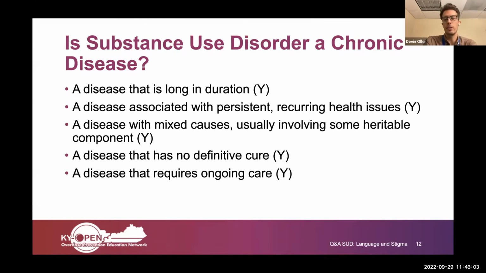One thing that can help hugely in identifying stigma and addressing it is taking the perspective of substance use disorder as a chronic disease process. Every chronic disease is long in duration, associated with persistent or recurring health issues, with mixed causes, usually involving some heritable component, has no definitive cure, and requires ongoing care. Substance use disorder, the disease of addiction, fits all of these criteria. It's often long in duration. It's associated with persistent recurring health issues, from heart infections to overdoses to hepatitis C. It's a disease with mixed causes, and we talked last week about how 40 to 60% of addiction is contributed to by some genetic component. It doesn't have a definitive cure and requires ongoing care.